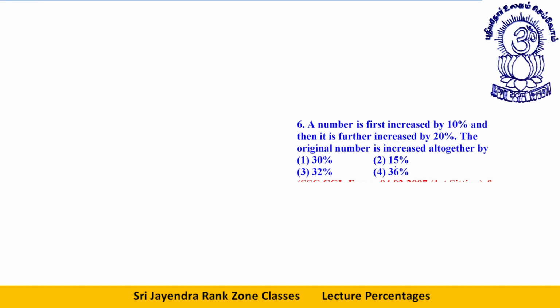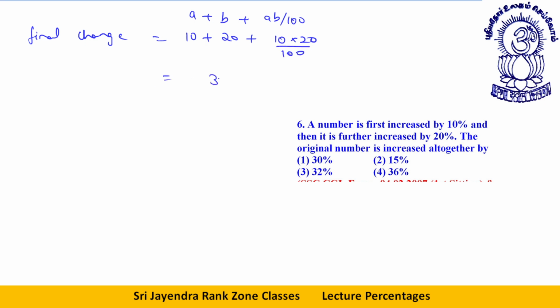A number is first increased by 10%. It is further increased by 20%. The original number is increased altogether by. So we need to tell the final change. Those who are good at multiplying should multiply. I prefer multiplication, but otherwise you can apply the formula A plus B plus AB by 100. That is 10 into 20 by 100. So that gives you 30 plus 2, 32% final change.